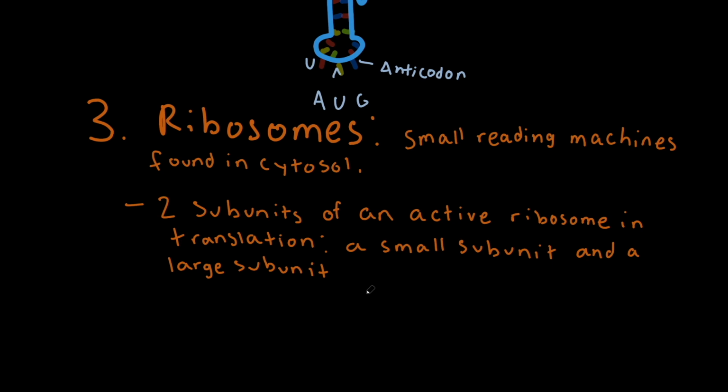Alright, so now let's talk about our third and final structure responsible for translation, and that is the ribosome. Now the ribosome is just a small reading machine found in the cytosol. It's the one that reads throughout the whole mRNA and makes that specific protein. So there are two subunits of an active ribosome in translation. First we have our small unit and we have our large unit. Now both of these fuse together in translation to code for our RNA.